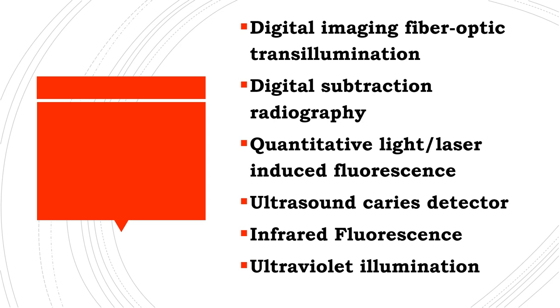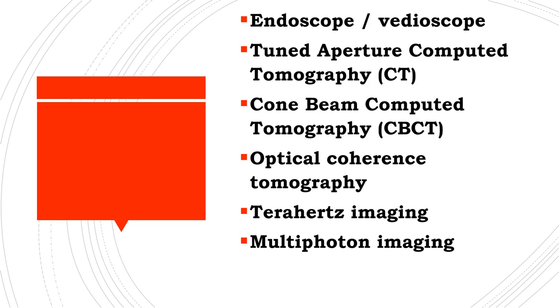Now other systems which are available include digital imaging fiber optic transillumination, digital subtraction radiography, quantitative light and laser induced fluorescence, ultrasound caries detector, infrared fluorescence, ultraviolet illumination, endoscope or videoscope, tuned aperture computed tomography or CT, cone beam computed tomography, CBCT, optical coherence tomography, terahertz imaging, multiple photon imaging. Now these are the various other tools that can be used for the detection of caries.